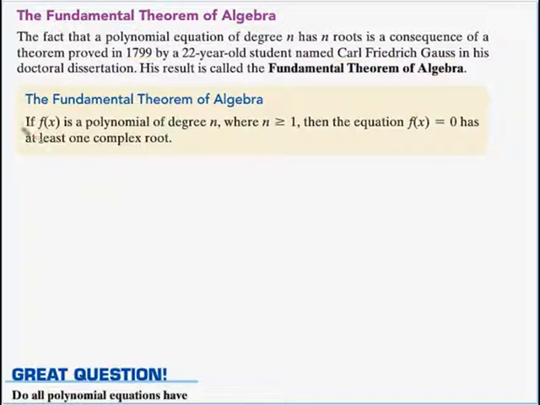And what this theorem says: if f of x is a polynomial of degree n, where that number is greater than 1, then the equation f of x equals 0 has at least one complex root. Now remember, complex does not necessarily mean imaginary. You could have 3 plus 4i, that's a complex root. Or you could have 3 plus 0i. That's also a complex root. It's written in complex form, but the 0i means nothing, so that's the same thing as just writing the number 3.